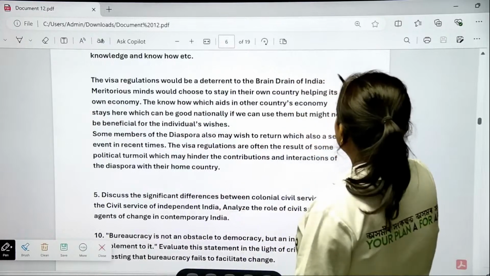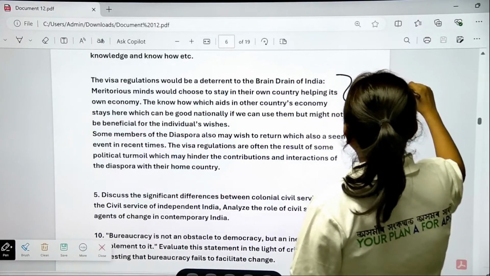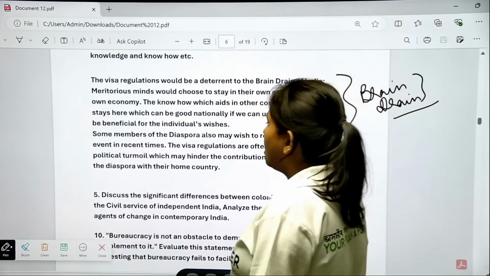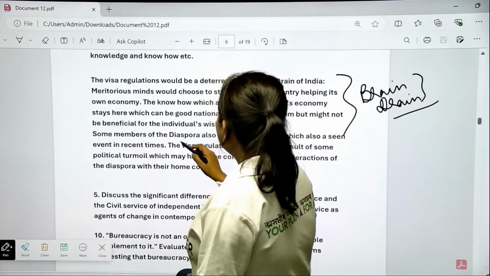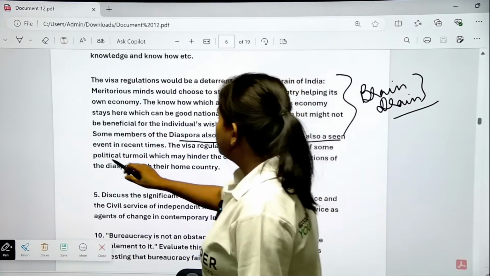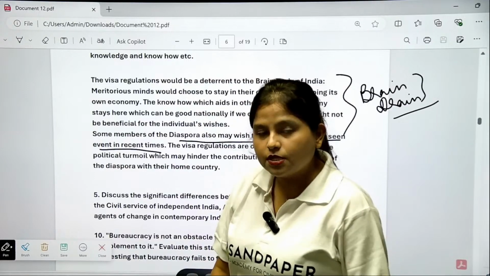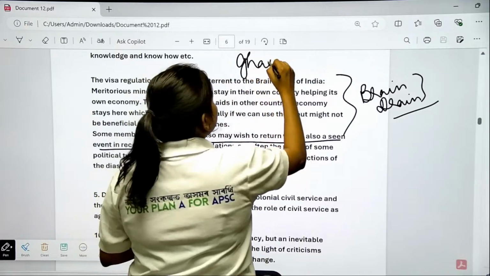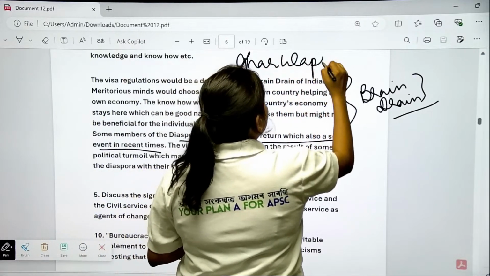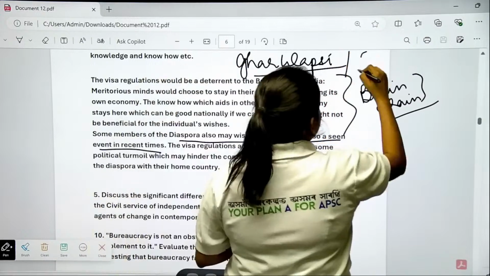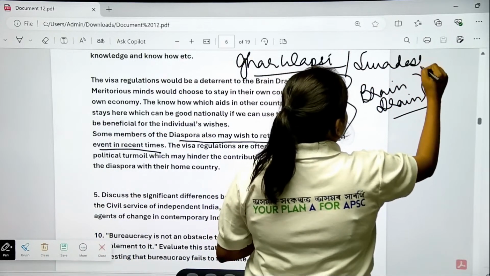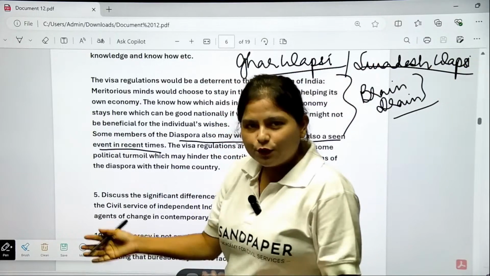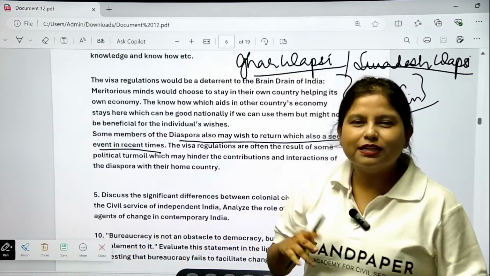But some of the members of the diaspora may also wish to return, which can be seen as an event of recent times. Have you heard the term ghar vapsi? There is a term called ghar vapsi, but swadesh vapsi, where people are coming back to their countries for whatever reason. One of the reasons can be erratic or irregular visa regulations.